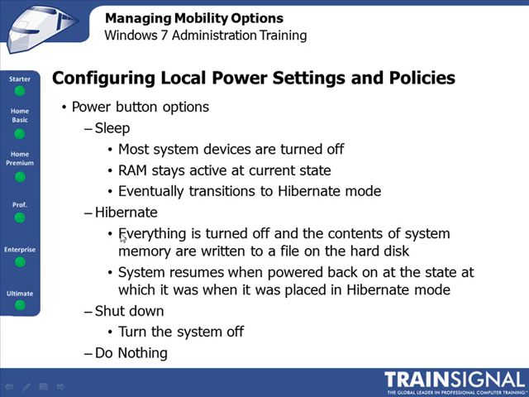In a hibernated state, everything is turned off and the contents of the system memory are written to a file on the hard disk. The system resumes when it's powered back on, and it will be at the state it was when it was placed into hibernate mode. Basically, the RAM will be rewritten from that file on the hard disk. If you decide that a power button should shut the system down, it will turn it off. You can also disable the power button by configuring a power setting that says do nothing when the power button is hit.